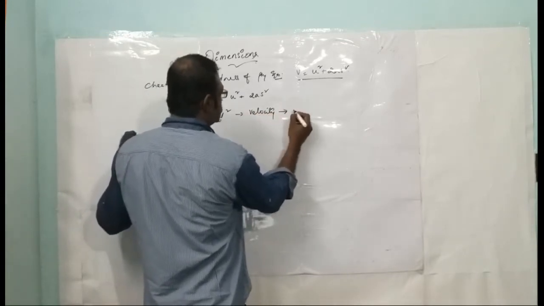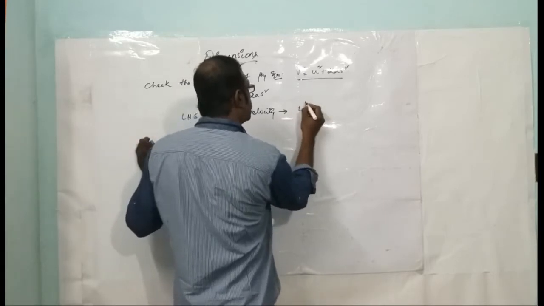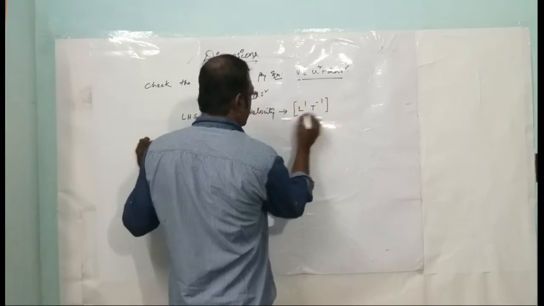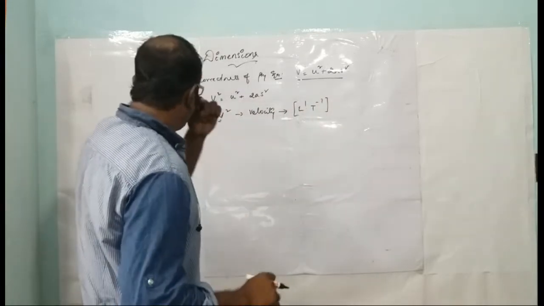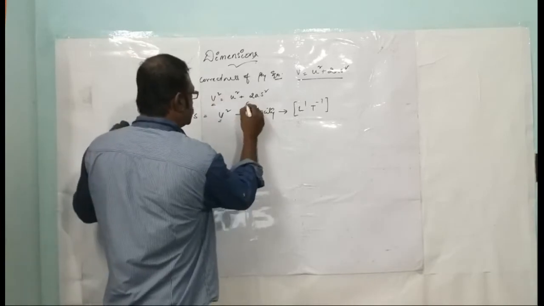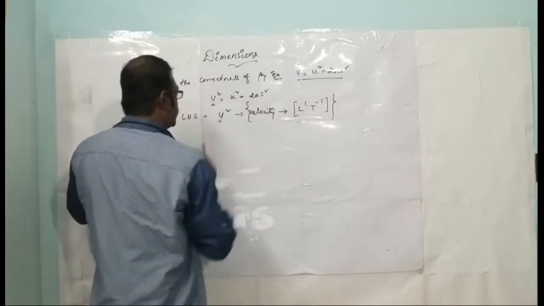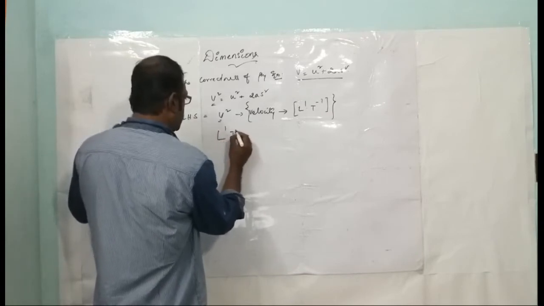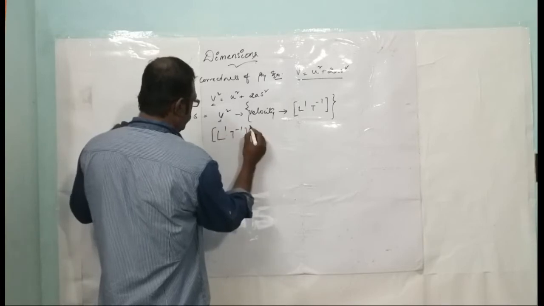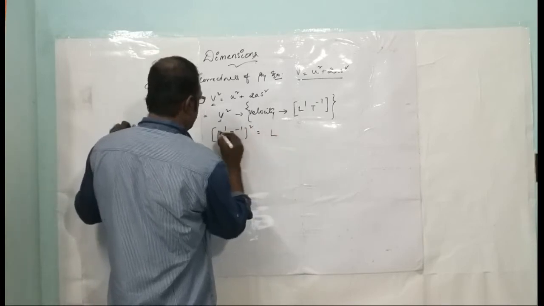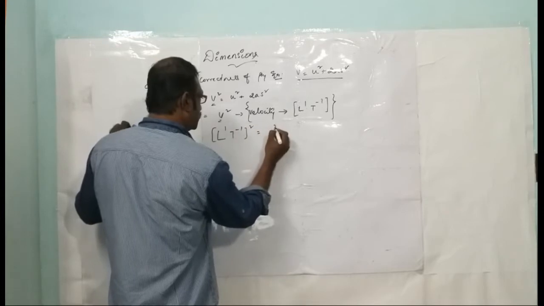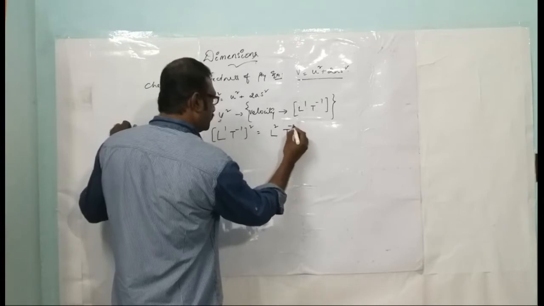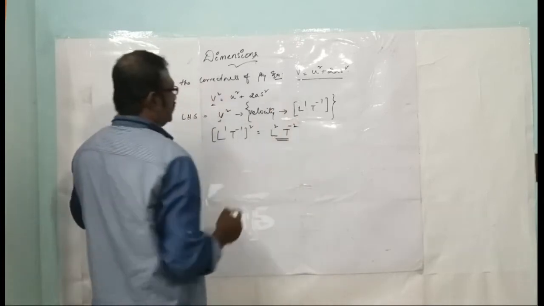What are the dimensions of velocity? It is L1 T to the power minus 1. Now these are the dimensions of velocity. Here it is given as v to the power of 2, so [L1 T^-1] whole to the power of 2. This is L to the power 2, T to the power minus 1 into 2, it is T minus 2. This we got on the left hand side.